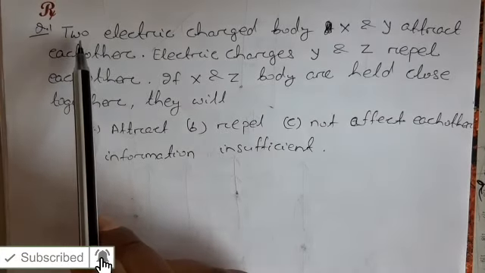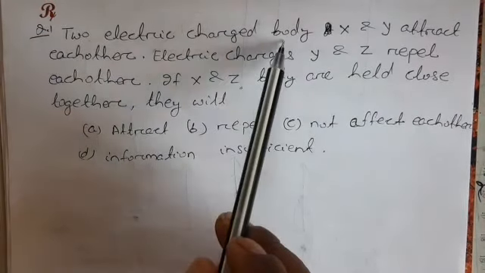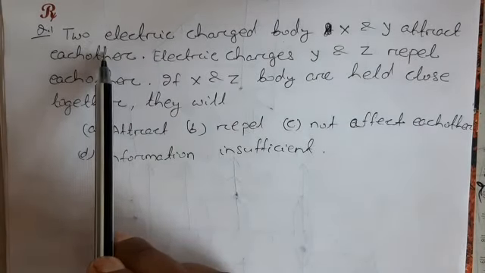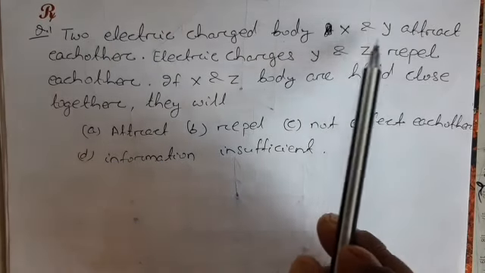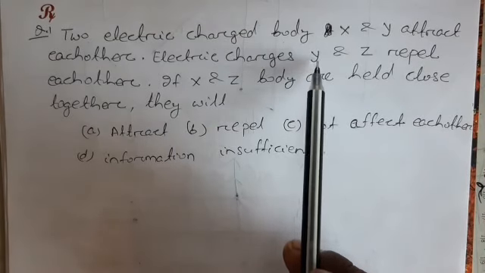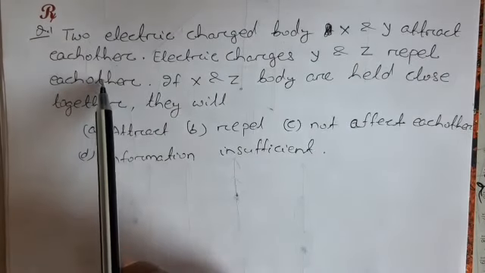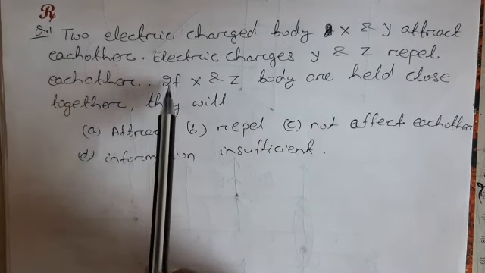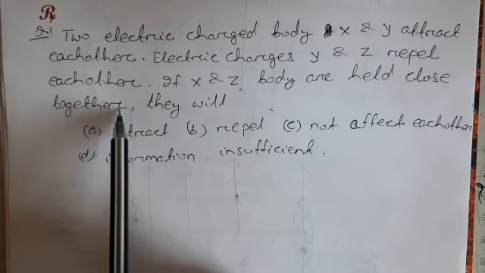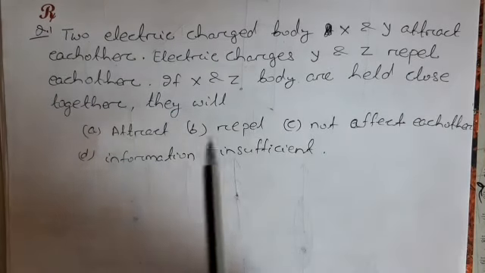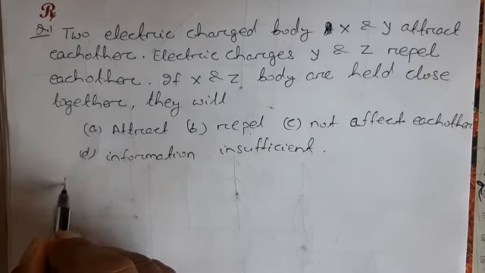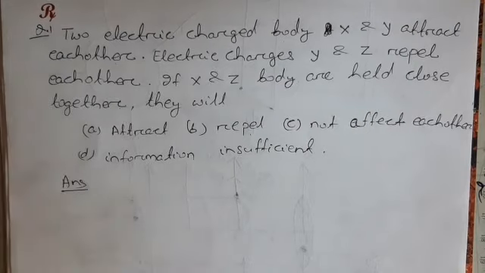The question is: two electric charged bodies x and y attract each other. Electric charged bodies y and z repel each other. If x and z bodies are held close together, they will attract, repel, not affect each other, or information insufficient. So based on the question, I will solve this.